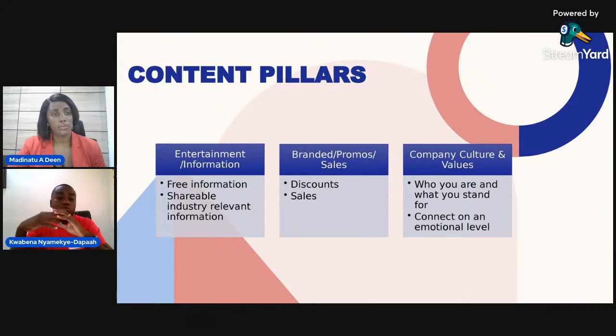You should be able to provide free information that is relevant to your industry. You should also be able to provide shareable, relevant information, right? You shouldn't just be about the selling. Put something out that people will be willing to share, because the more people share, the more your brand is seen by many.